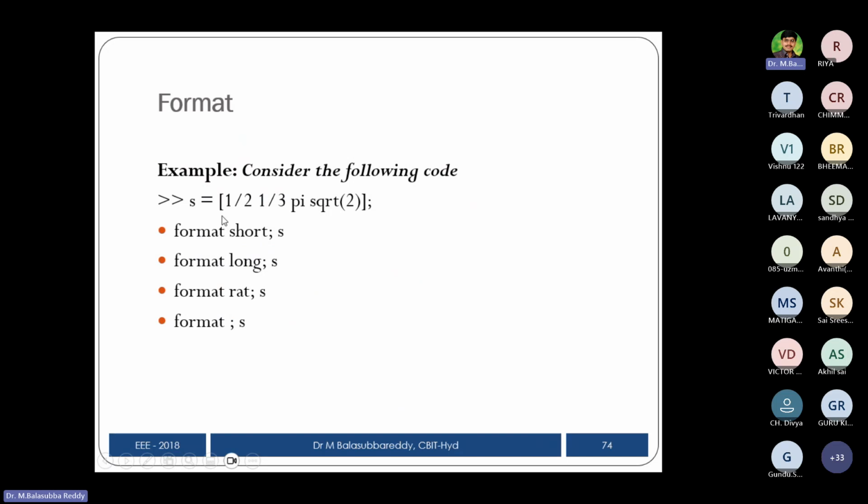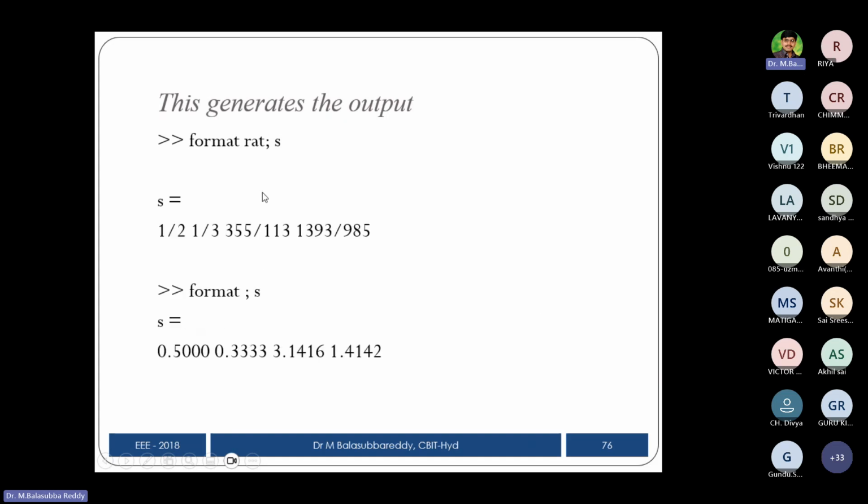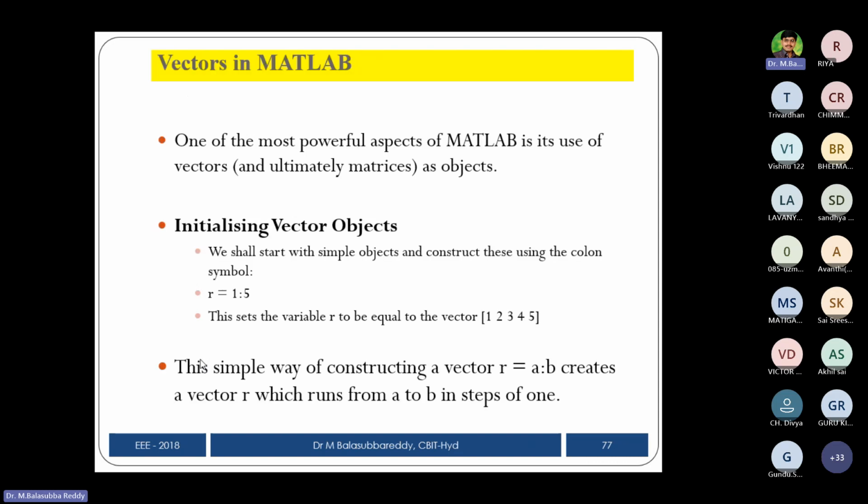You can see that 1 by 2, 1 by 3, pi, square root 2, how the answers has to be displayed. If I use format short, then 4 digits. Format long, it will get large number of digits. Then rational numbers wise, it will be. Then there is a format short, that is only default. It will take it as a 4 digits. So like that, it depends on your requirement. We can able to assign that.